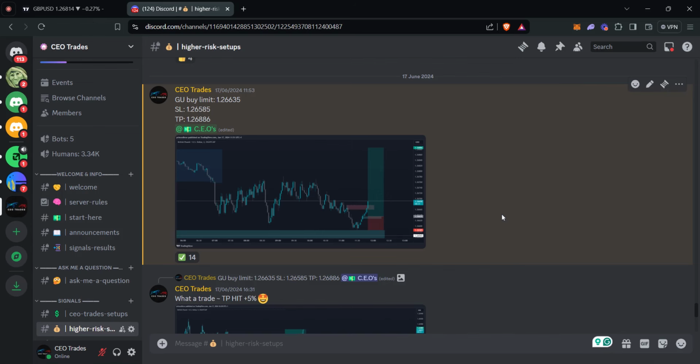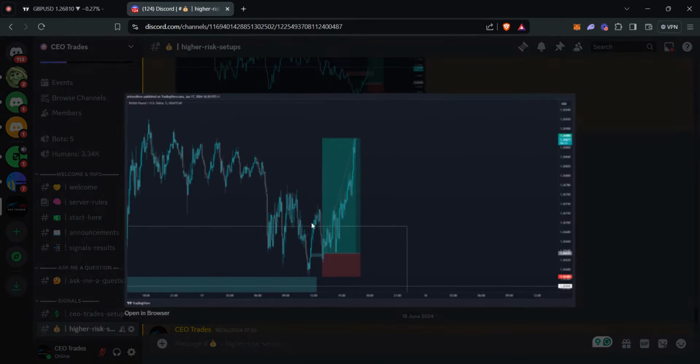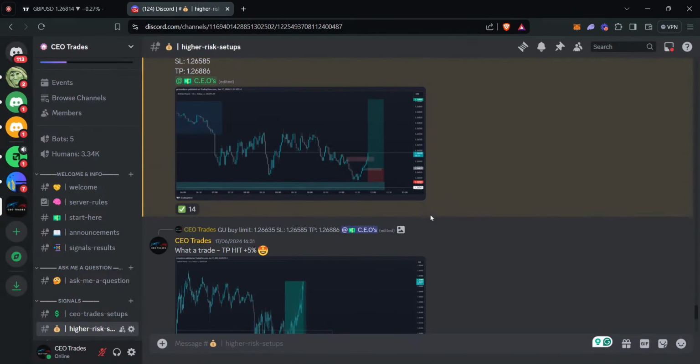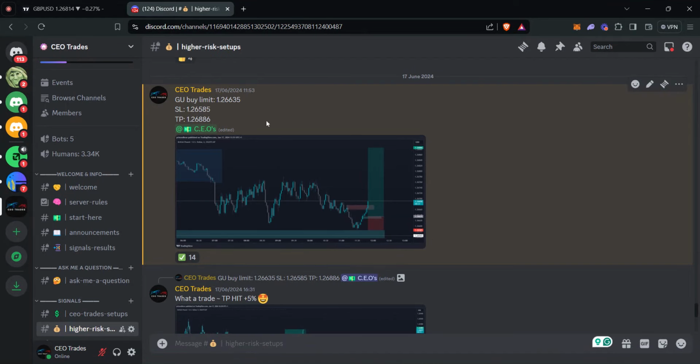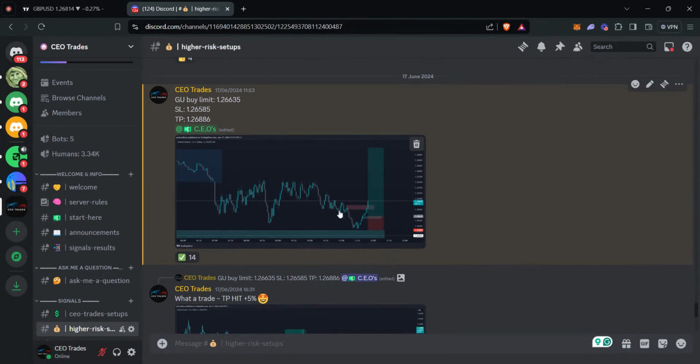And hey guys, so in today's video, I wanted to talk to you and break down this absolutely beautiful 1 to 5 risk to reward trade that we took on pound versus the dollar just a few days ago on Monday. As you can see, I sent this into the VIP group as a buy limit once we had this market structure shift from this demand zone.